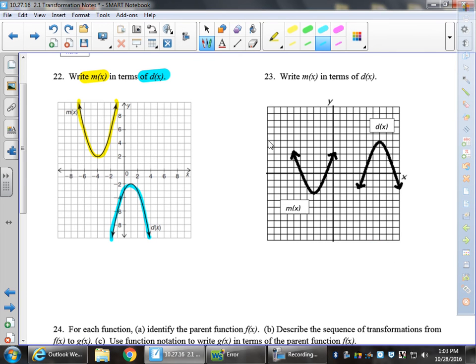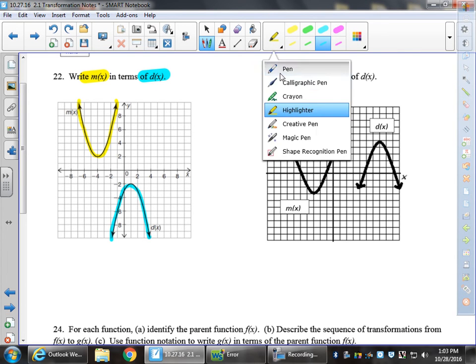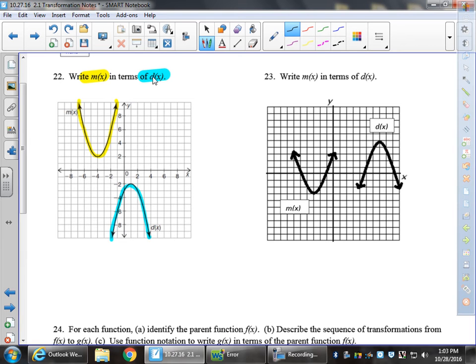Picking up where class left off on number 22. So when class ended, we had just highlighted m of x and identified it with our yellow highlighters on the graph, and then d of x in blue with the graph here. This is given as d of x. The directions are to write m of x in terms of d of x. So that tells us that d of x is our start. So we should write start.